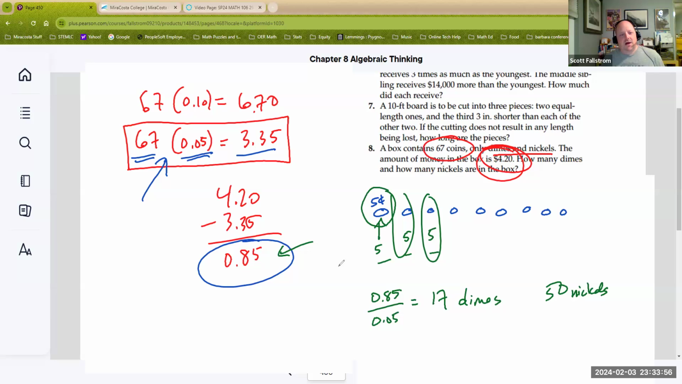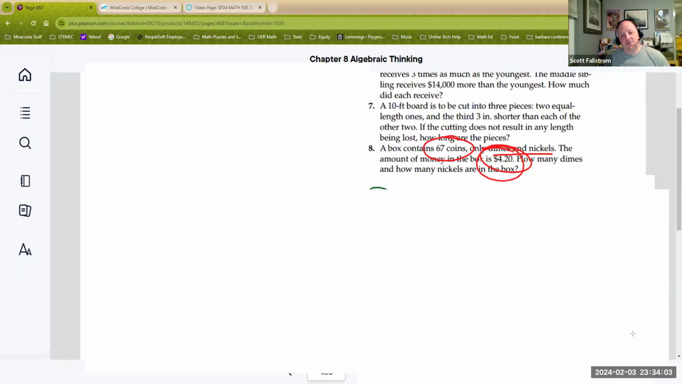Okay. I know your teacher never showed you that way, but you could do it. Nothing wrong with it. Now, if you're saying, well, wait, my teacher showed me how to do it algebraically, okay, fine. I'll very quickly show you algebraically. I know there's a number of nickels and a number of dimes, and together that makes 67 coins. And then I'll say something like each nickel is 5 cents, and each dime is 10 cents, and that gives me $4.20.